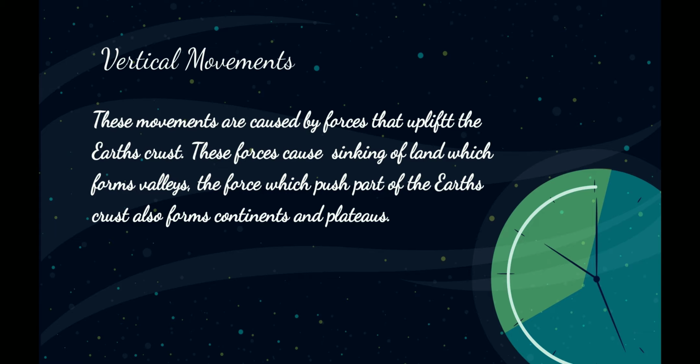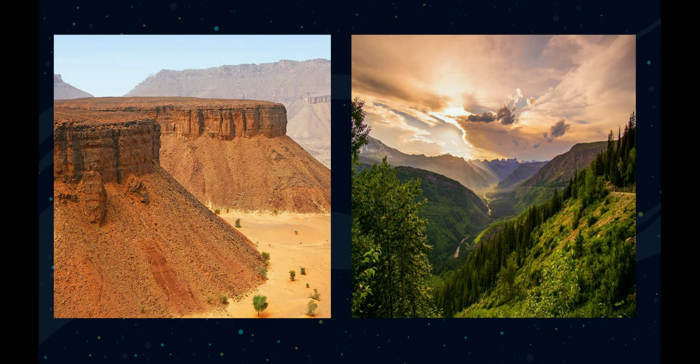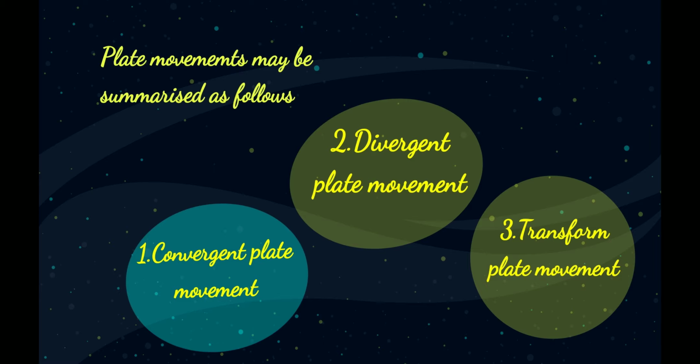Vertical movement causes the crust to get uplifted. These forces form valleys and plateaus. Plate movements may be summarized as follows. We have three different types of plate movements.